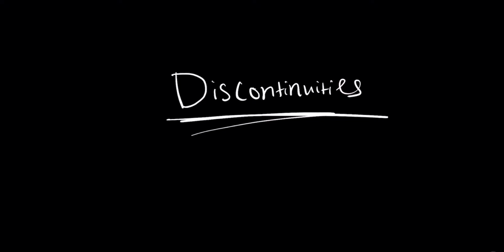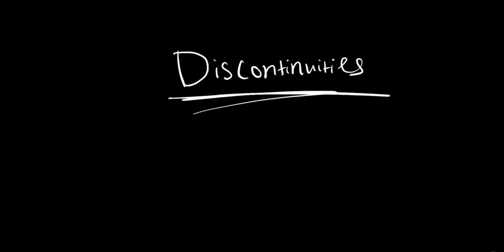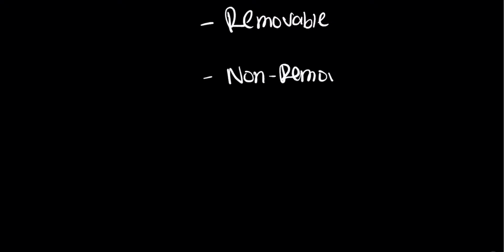So let's go in and talk about the subtopics, or the sub-discontinuities, that we have. Let's start off by listing them out. We have removable, and we have non-removable. So these are the two major types of discontinuities that we will be presented with in any situation.